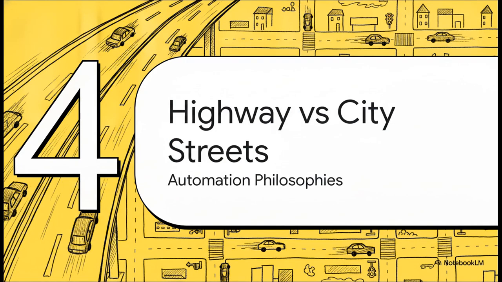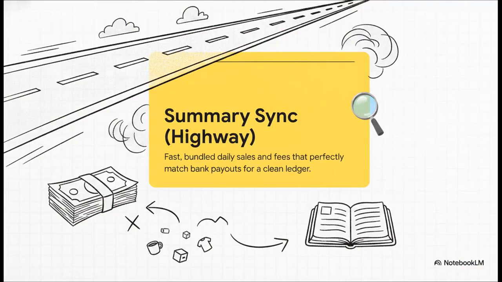Moving on to Section 4. Highway versus city streets. Since manual entry is clearly a nightmare, we obviously need automation. But accounting automation tools generally follow 2 very different philosophical approaches. First up, we have Summary Sync. This is the highway.